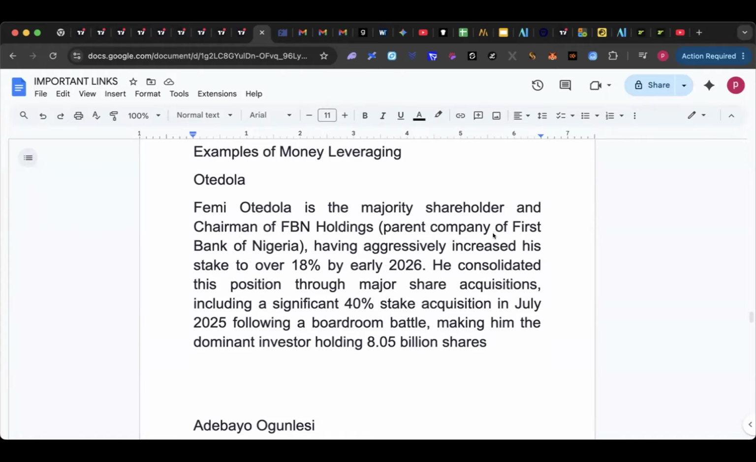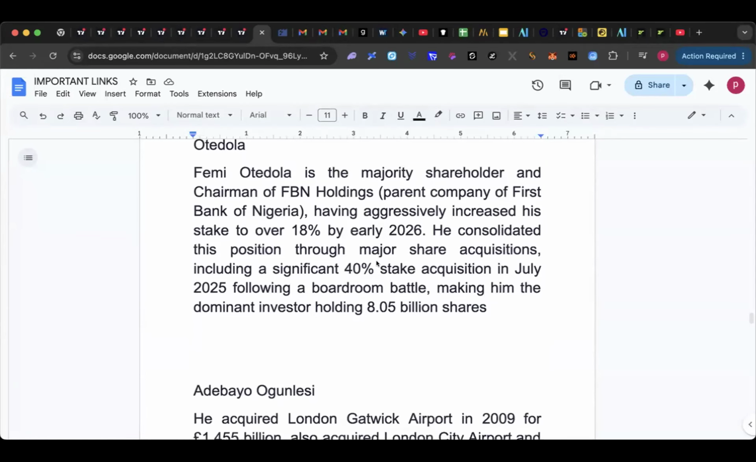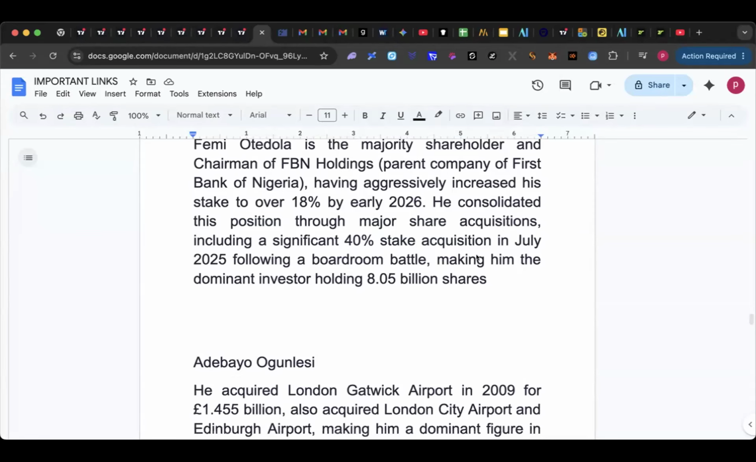$10 is the majority shareholder and chairman of FBN Holdings, parent company of First Bank of Nigeria, having aggressively increased his stake to over 18% by early 2026. He consolidated this position through major share acquisition, including a significant 40% stake acquisition in July 2025, following a boardroom battle, making him the dominant investor holding. You can take this calculator and do it later and know how much he's seated on in First Bank alone. And he does not have only that shares.